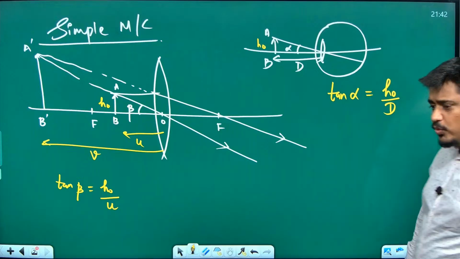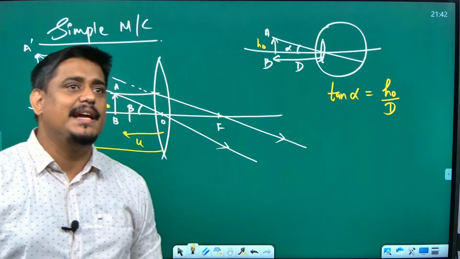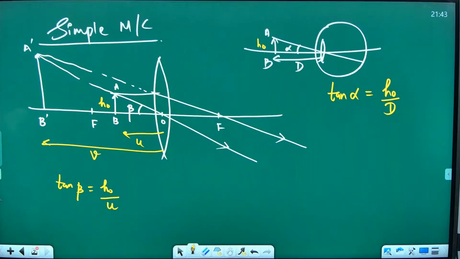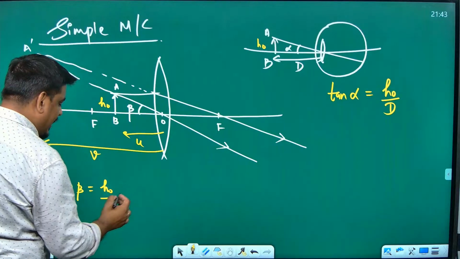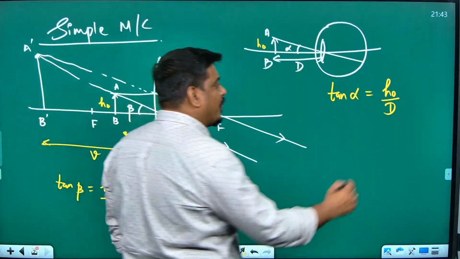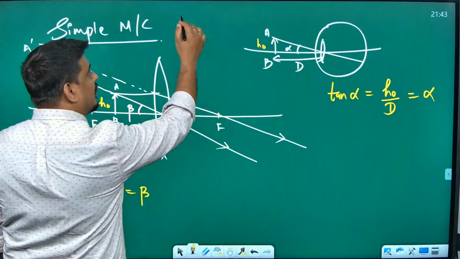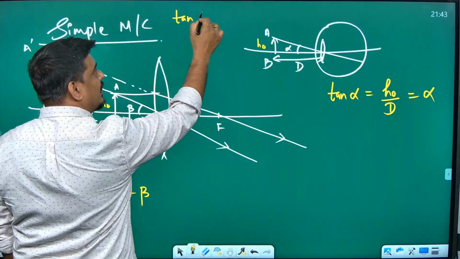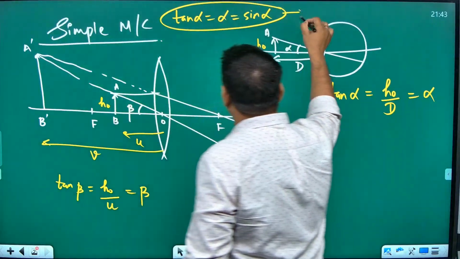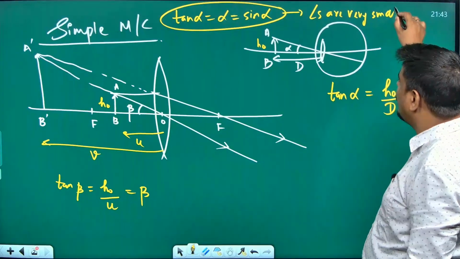I have said this to you from day one of ray optics that we are having some assumptions where rays are paraxial. It means it is subtending small angles. We can take tan alpha as alpha or sin alpha. So here instead of tan beta, I can write this as beta also, or instead of tan alpha, I can write alpha also. So remember, in all the ray diagrams we are going to use tan alpha equal to alpha equal to sin alpha. Why can we use this? Because angles are very small. This is our assumption throughout ray optics.